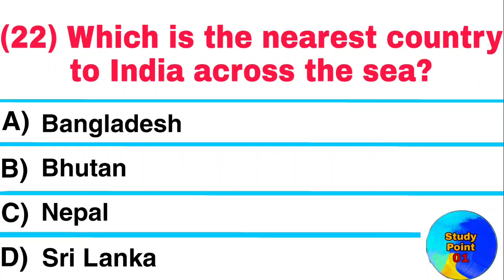Question. Which is the nearest country to India across the sea? A. Bangladesh. B. Bhutan. C. Nepal. D. Sri Lanka. Answer. Sri Lanka.